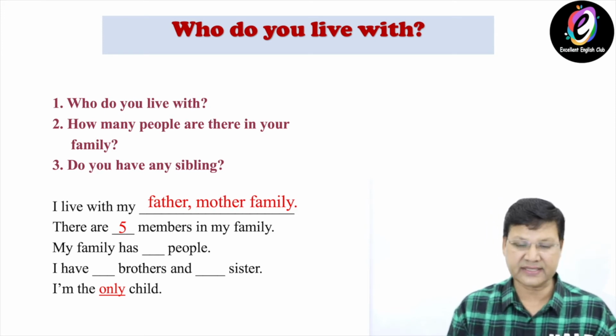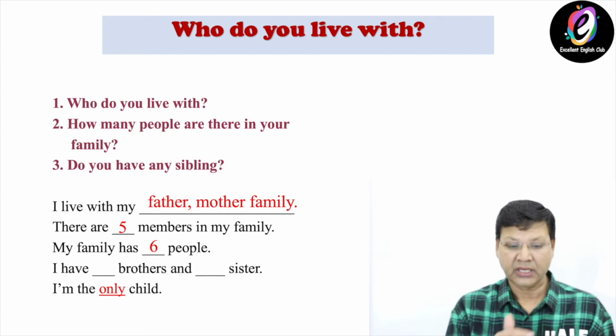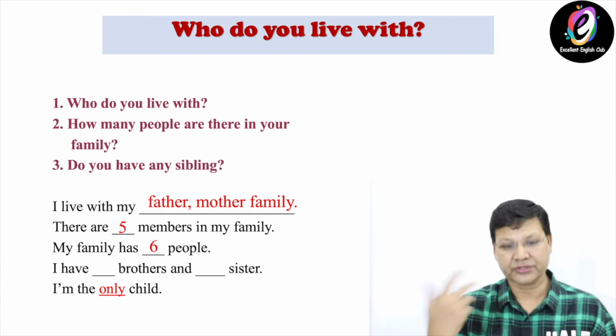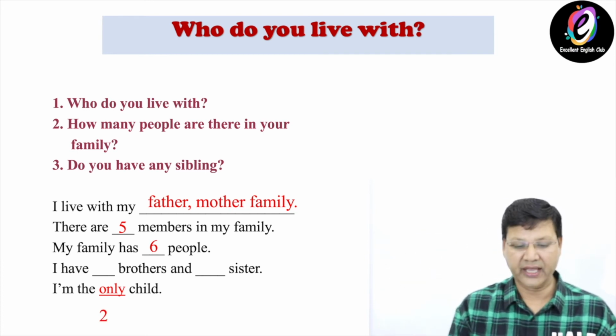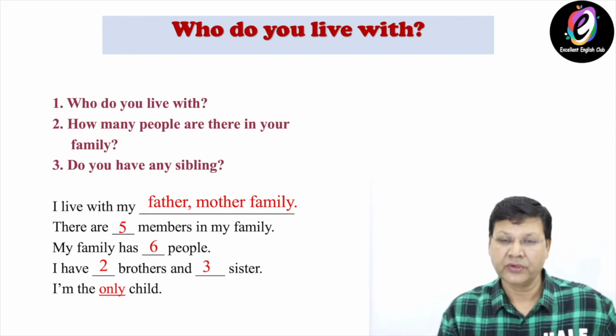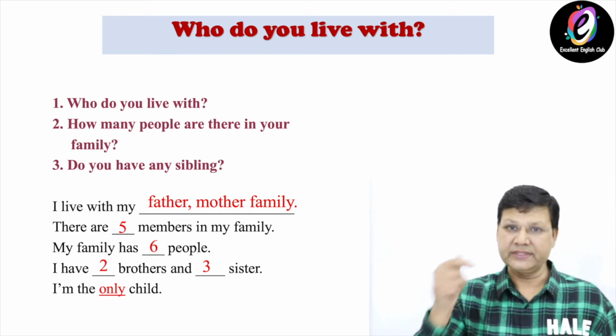In the next sentence, you can say like this, my family has 6 people, for example. The next, for example, do you have any siblings? So you can say this, I have 2 brothers and 3 sisters. If you don't have any sisters and brothers, then what will you do? You will say like this.